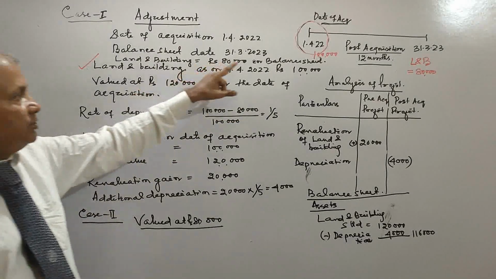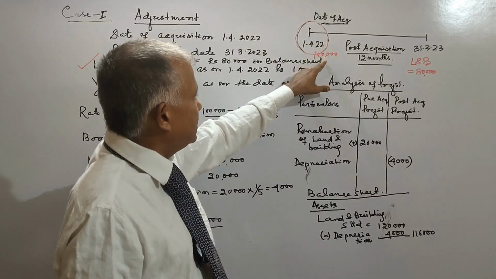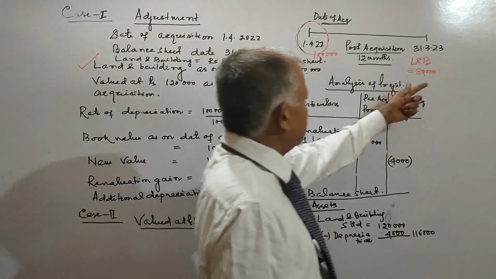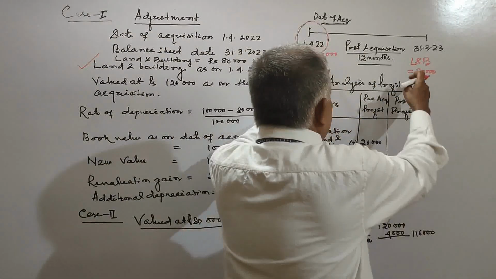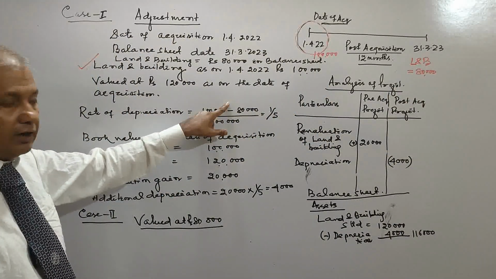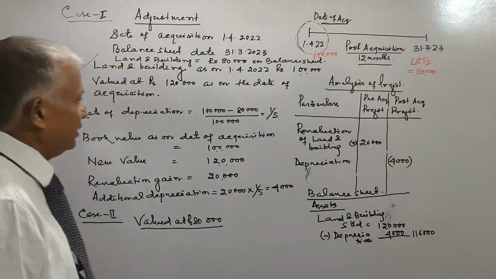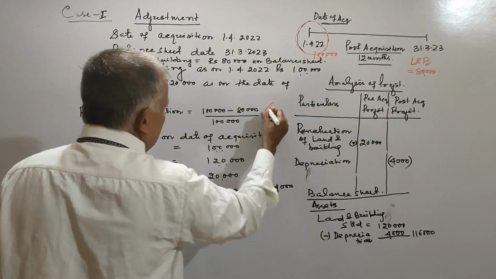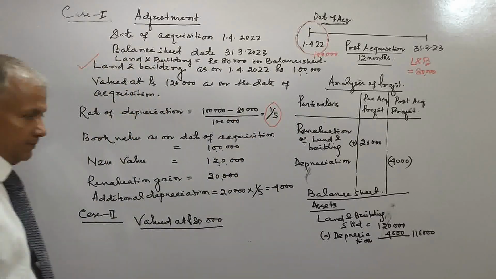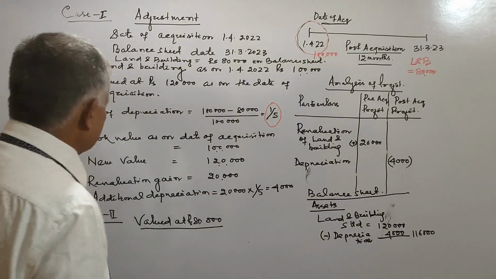So date of acquisition is your 1/4/22, on which date the value was 1 lakh. On the balance sheet date it is 80,000, therefore there is a change of 20,000. So 20,000 by original value 1 lakh, that is 1/5, and we can say this is 20%.